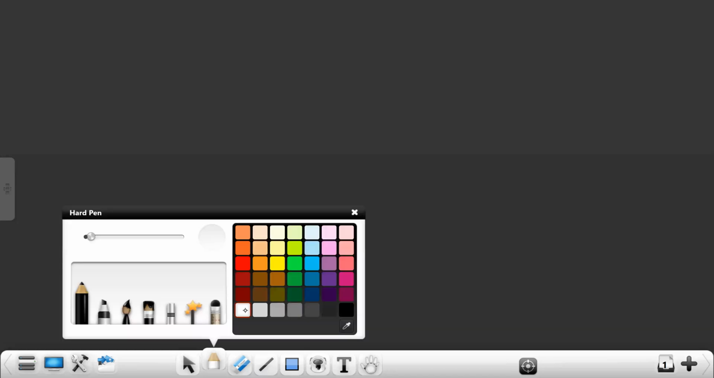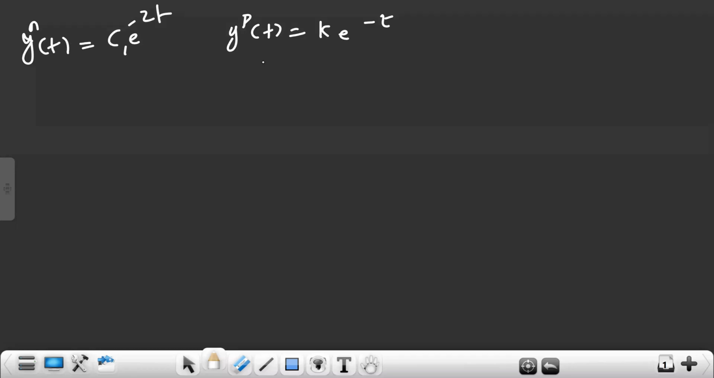So, for that, the particular solution was k e to the power minus t. Till that, I have discussed it. K e to the power minus t, and the natural solution. What was the natural solution? Y n of t, natural response was C1 e to the power minus 2t.